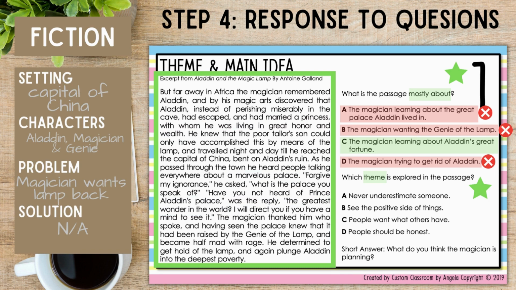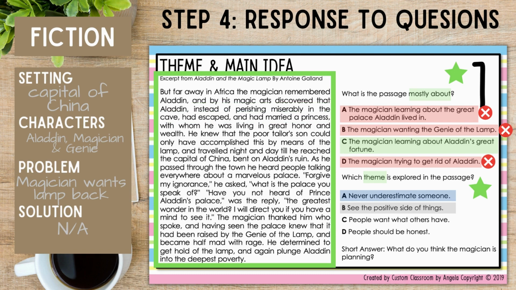All right, let's move on to question 2, since it's a whole question. Which theme is explored in the passage? So here for theme, we need to be thinking about what we can learn. So let's look at A. Never underestimate someone. All right, this sounds pretty possible since the magician does underestimate Aladdin, and he thought he had kind of taken care of him, but then Aladdin survives and gets this lamp and all this wealth throughout the passage. But let's look at the other choices.